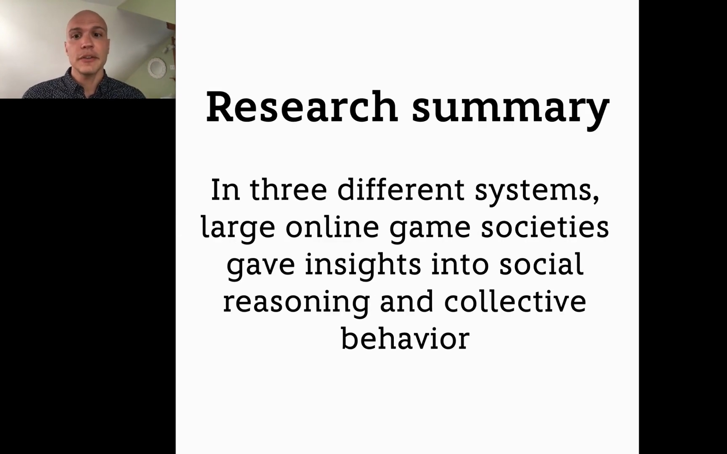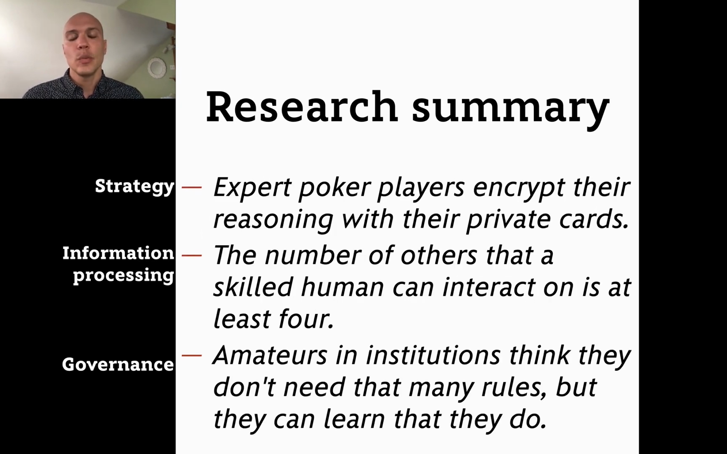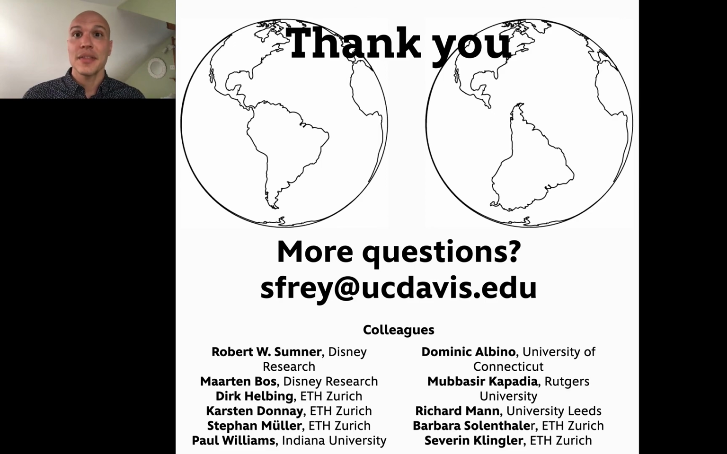So in 3 very different systems, we asked very different kinds of questions, all pretty different, both from each other and from the kinds of questions that we ask in cognitive science so often. But in every case, we're able to use really large data sets to gain insights into social reasoning and collective behavior. We gained information processing insights in both poker and basketball, and we start to ask questions about institutions and governance, and the individual's role in learning how to do all that. And with that, thank you very much.